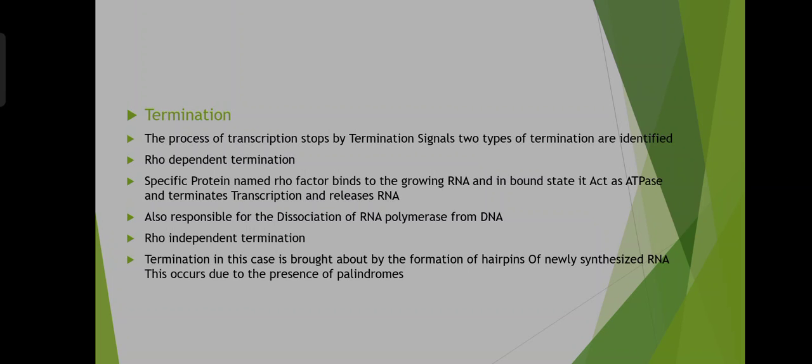Then to the rho independent termination. Termination in this case is brought about by the formation of hairpins in the newly synthesized RNA. This is caused by the presence of palindromes.